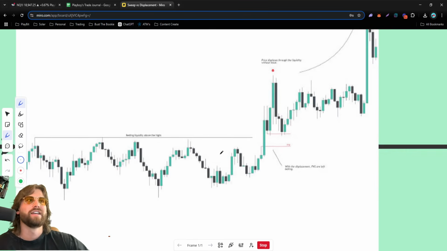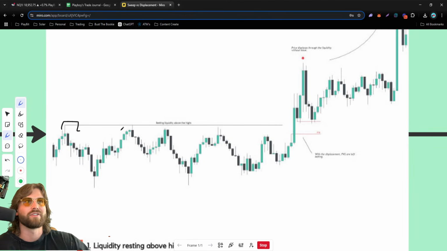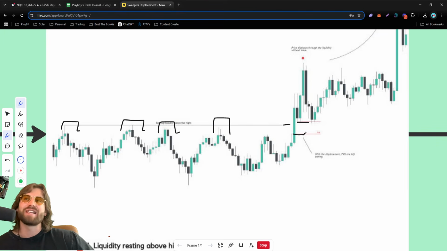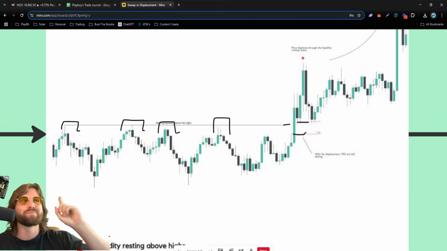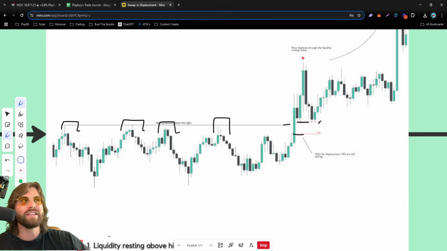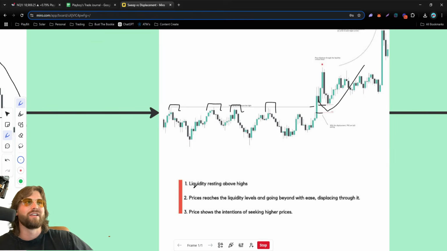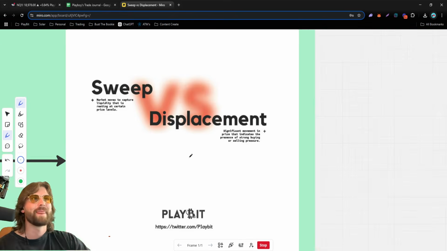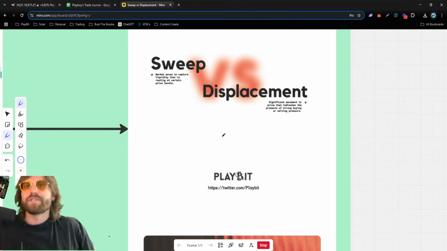Now, displacement. It's the beauty as well. Like I told you, we want to look for highs that have clusters. Here's a cluster, 1, 3, 4, right? 4 different highs. If price hits this and we see a nice move outside of it, so you can see as soon as we hit the level, we made a fair value gap, which means there's a likelihood price will continue because people are buying it at market as it's taking those stops. So liquidity is immediately being absorbed, and we can assume that if price comes into this gap, we will continue in that direction. Liquidity resting at the highs, reach the liquidity level, going beyond with ease, displacing through it. Price shows the intentions of seeking higher prices. And there you go. That is sweeps versus displacements.